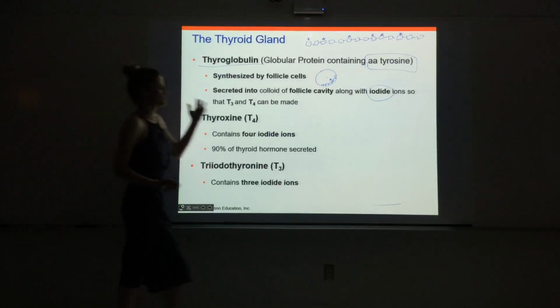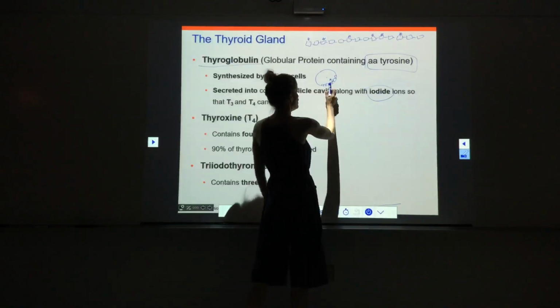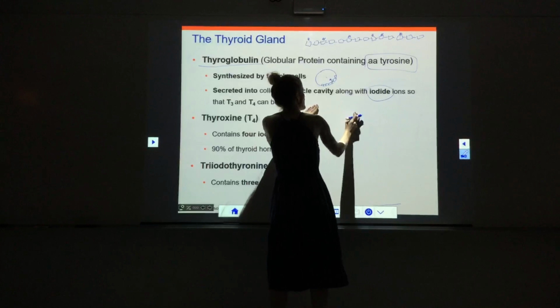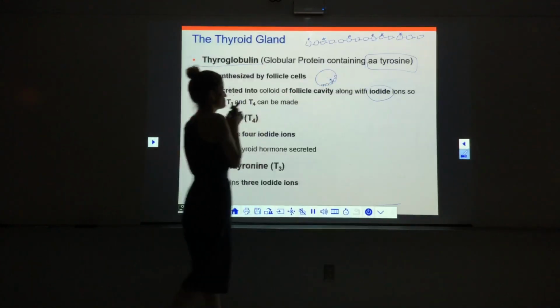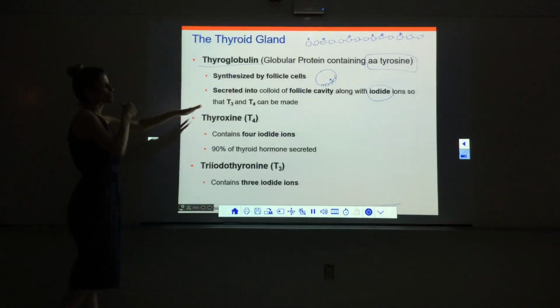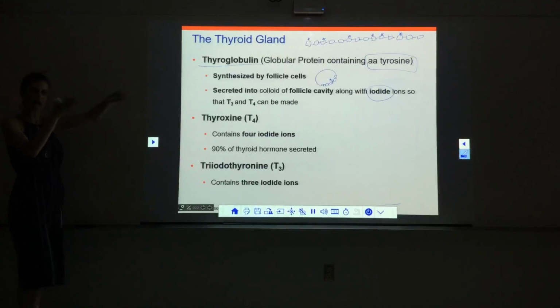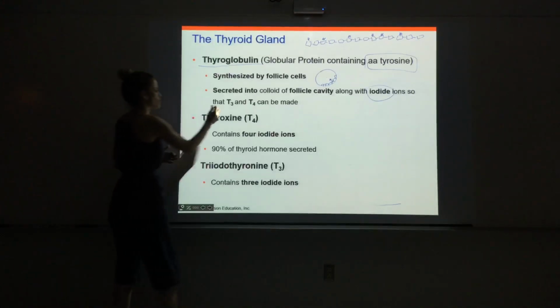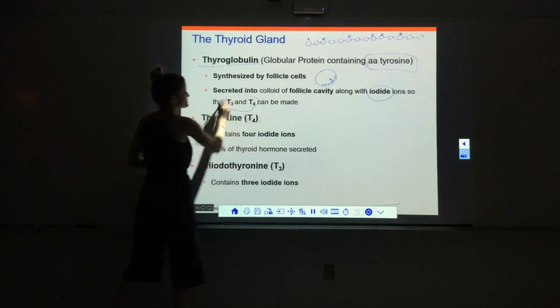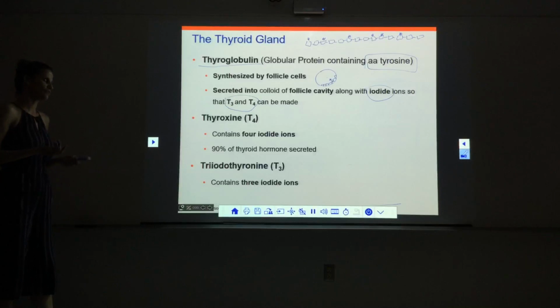Okay, so we make thyroglobulin in the follicle cell, and then we put the thyroglobulin and a bunch of iodide ions into the follicle cavity. In the follicle cavity is where we actually will start attaching iodide ions to the tyrosine molecules. Okay? And that's how we're going to start. We'll go through the whole process, but that's essentially how we're going to make T3 and T4.